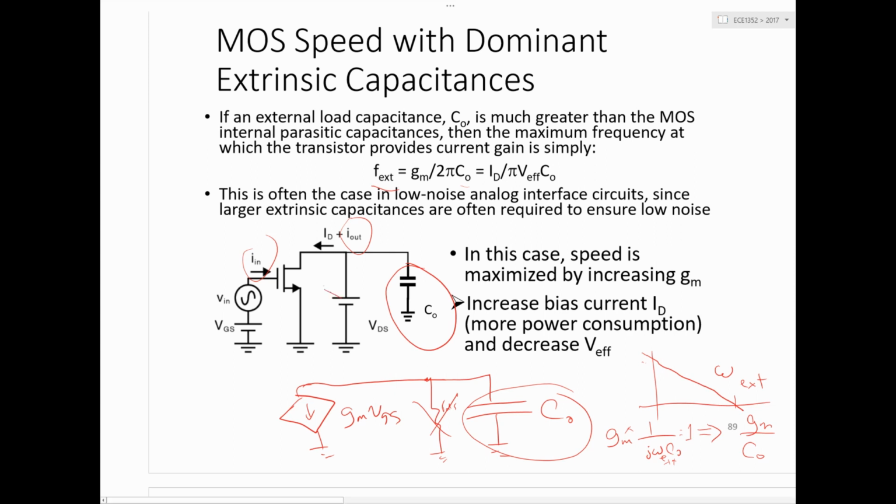Actually, I should have, this figure's just obviously copied from the preceding slide, but really you should go back to biasing this with the current source. Otherwise the voltage source just shorts out CO. Okay, small signal.